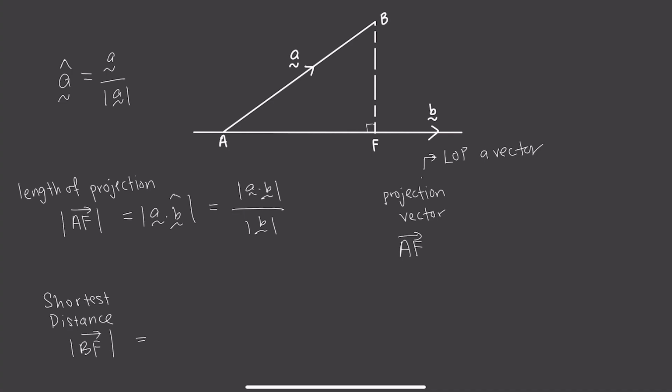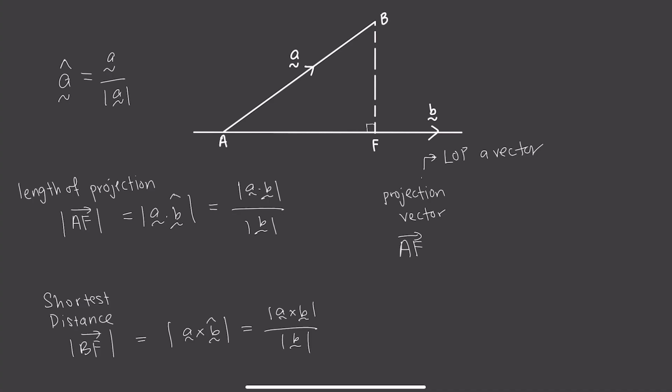So now, shortest distance. The shortest distance of our triangle can be denoted as modulus of BF. If I want to find the shortest distance, I just have to apply the formula modulus A cross B hat. So length of projection uses dot to find our modulus AF, whereas for our shortest distance, which is the vertical length, we need to use cross. That's the difference between length of projection and shortest distance. Now, expanding this formula will give us modulus A cross B over modulus of B.